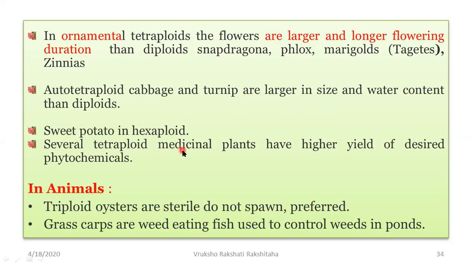Similarly, many medicinal plants are tetraploids and have a higher percentage of the desired phytochemicals. Examples in animals are triploid oysters. Triploid oysters are edible and sterile. They do not spawn, so these are the favorite of those who like to eat oysters. Then there are crabs, and carps, which are weed-eating fish, and they are released into ponds in order to control the weeds.